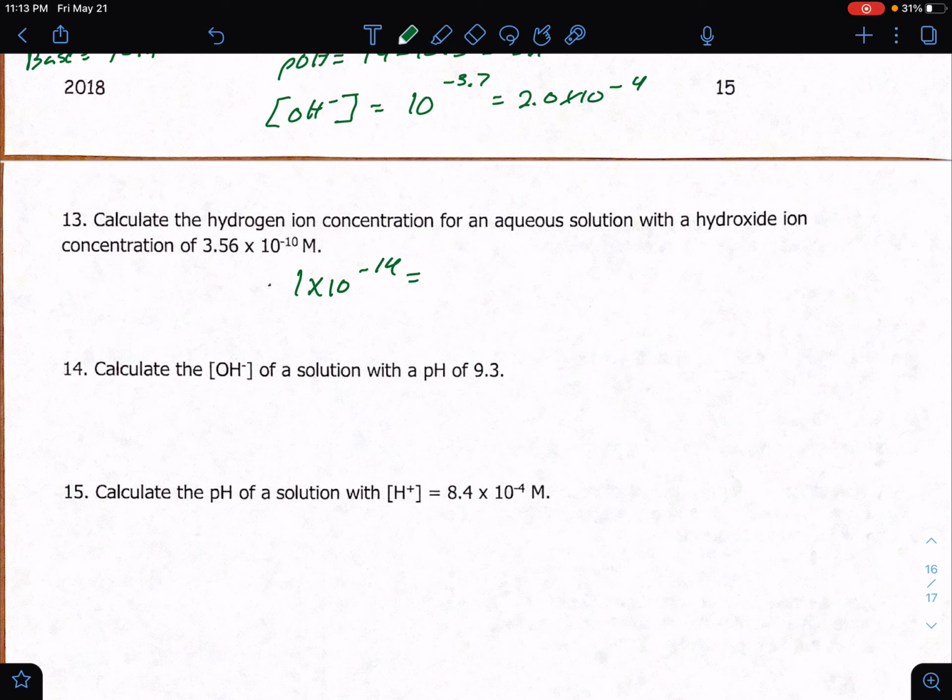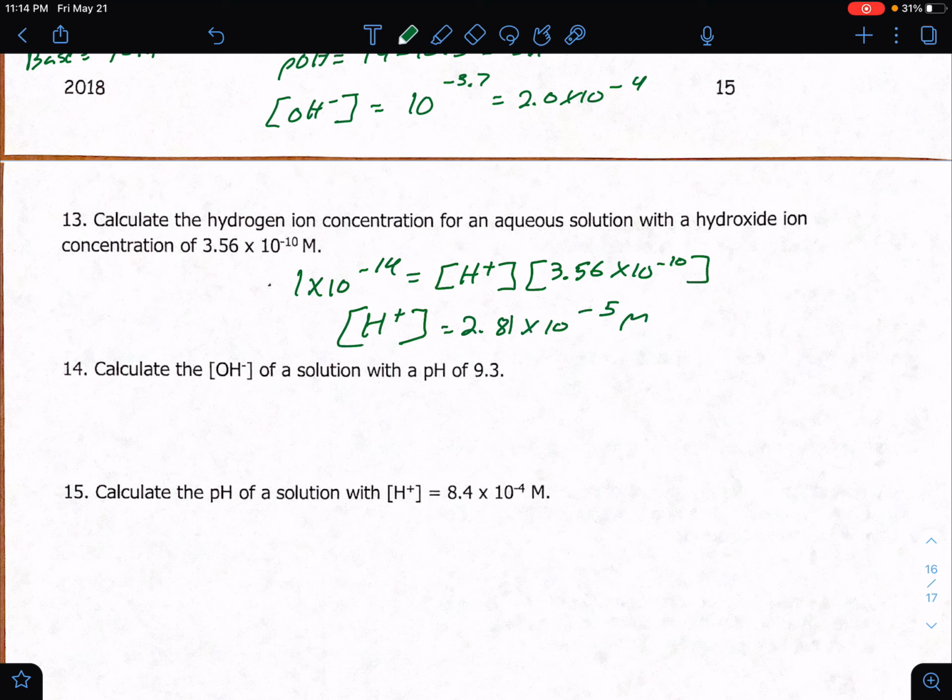So I know I'm looking for my hydrogen concentration, so I'm going to leave that as my H plus bracket. You're going to treat that like X. If I multiply that by my hydroxide concentration, which is 3.56 times 10 to the negative 10, it comes out to equal 1 times 10 to the negative 14. So just take 1 times 10 to the negative 14 and divide it by 3.56 times 10 to the negative 10. And I get an H plus concentration of 2.81 times 10 to the negative 5th.